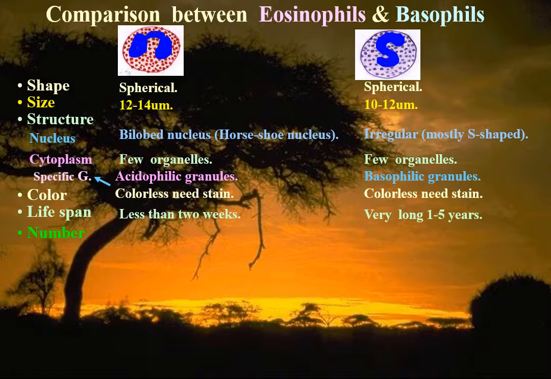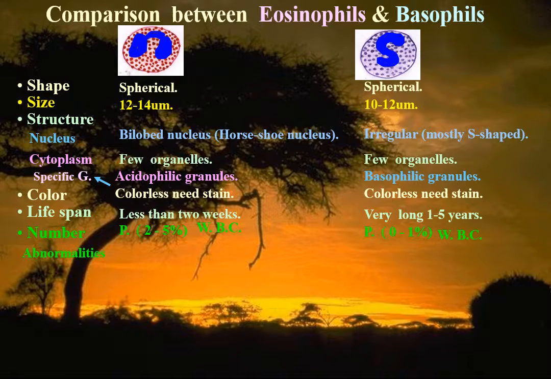Number. The percentage of eosinophils ranges from 2 to 5% of the circulating white blood cells, while the percentage of basophils ranges from 0 to 1% of the circulating white blood cells.